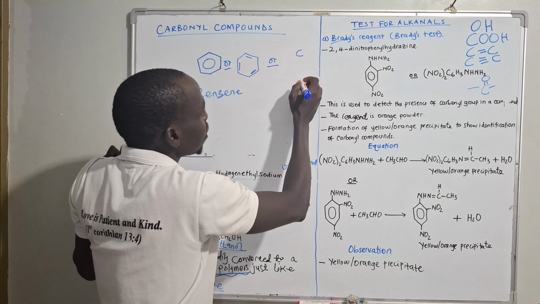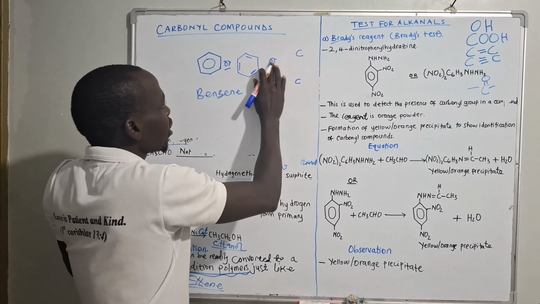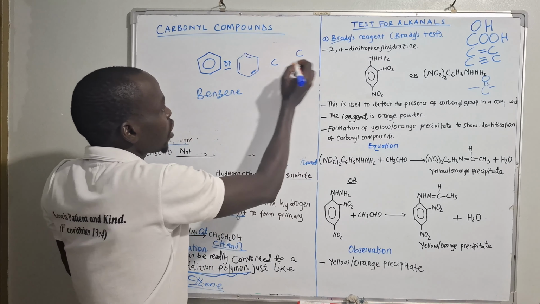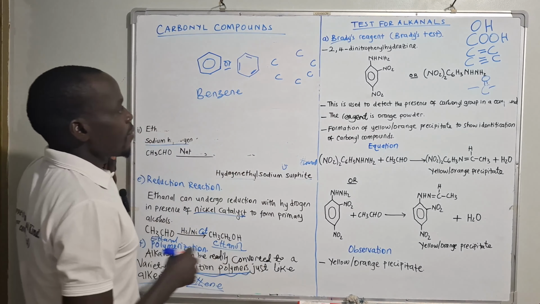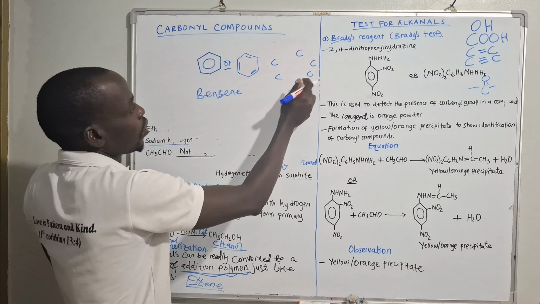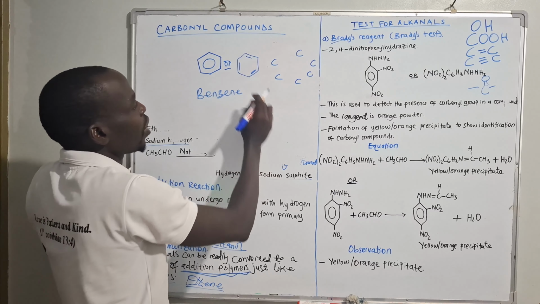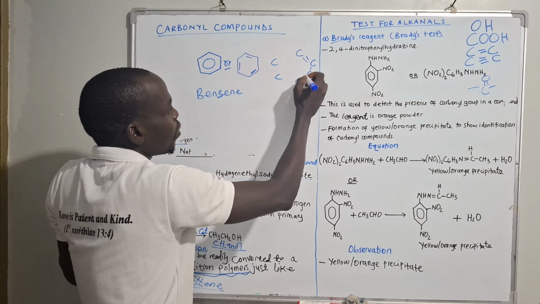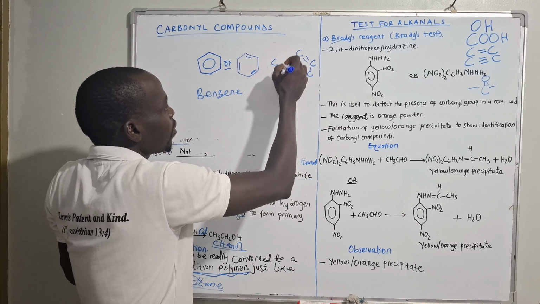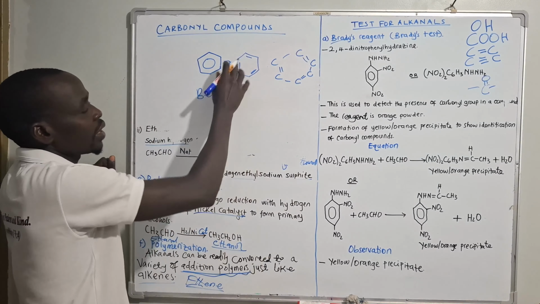This is carbon, this is carbon. This one here is carbon, this one here is carbon, then this one here is carbon, this one here is carbon. Now we have how many carbon atoms? 1, 2, 3, 4, 5, 6. So if I want to show the bonds, here I'll have double bonds, single bonds, double bonds, single bond, double bond, single bonds. So this is exactly this one.